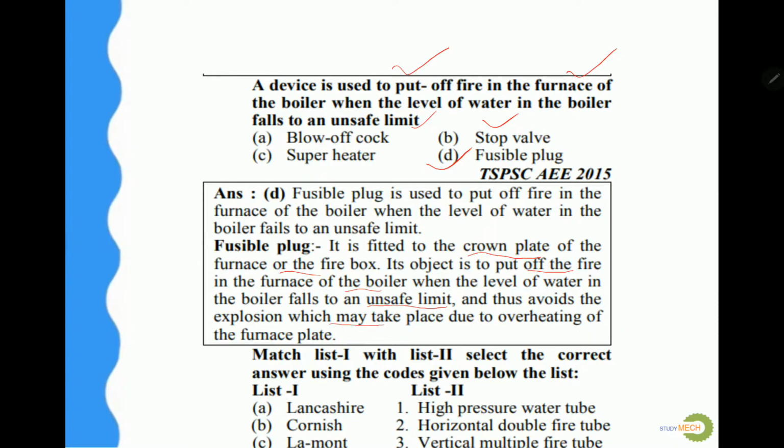the furnace plate. So let's draw a rough diagram of the boiler, and this unit, the fusible plug, is fitted at this stage. So here, as we know, the firebox is fitted over here and our fusible plug is fitted over here, so it is used to protect our boiler.